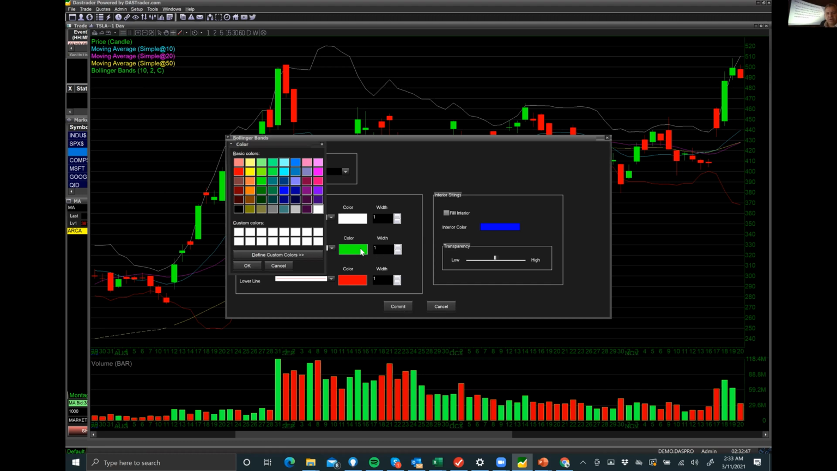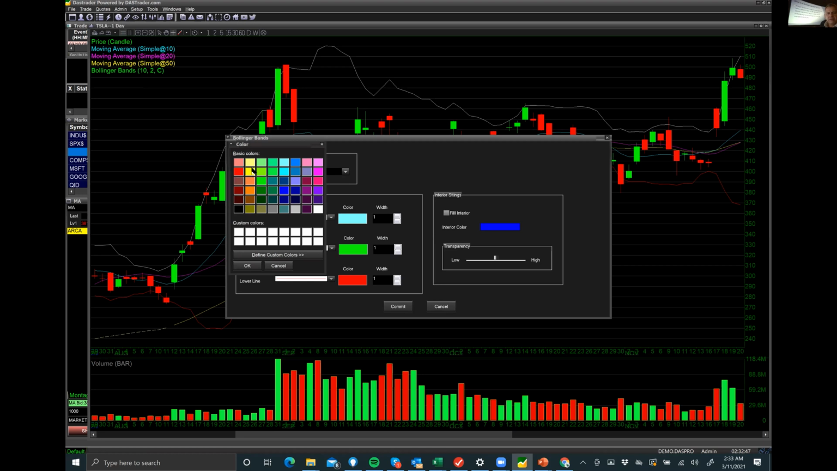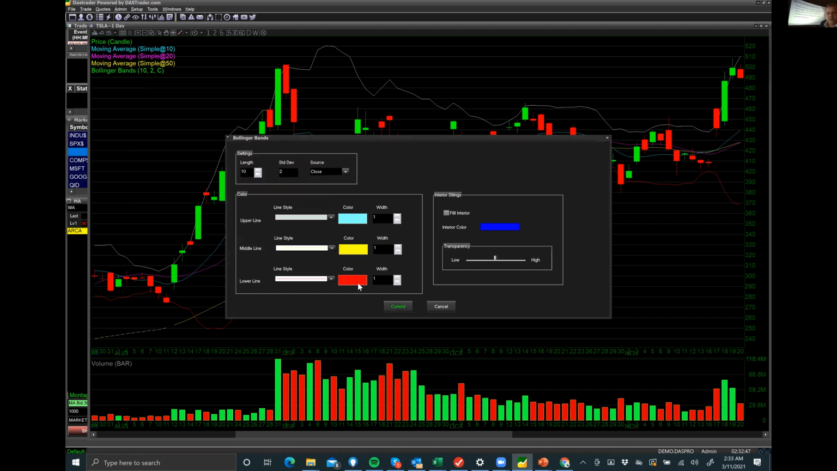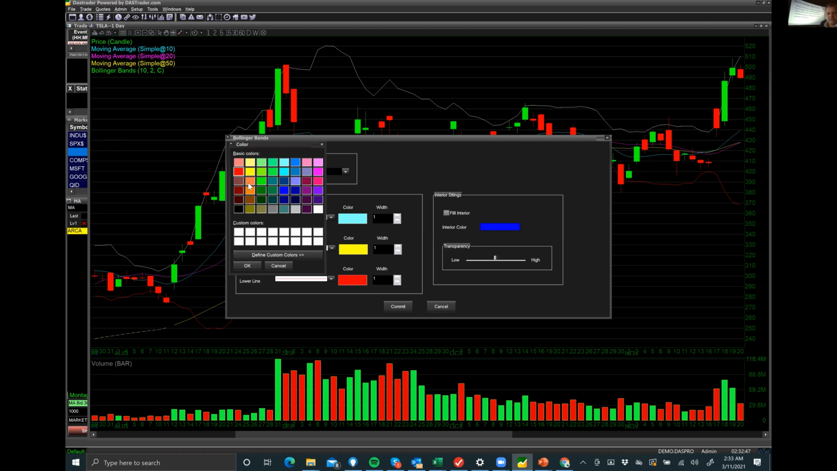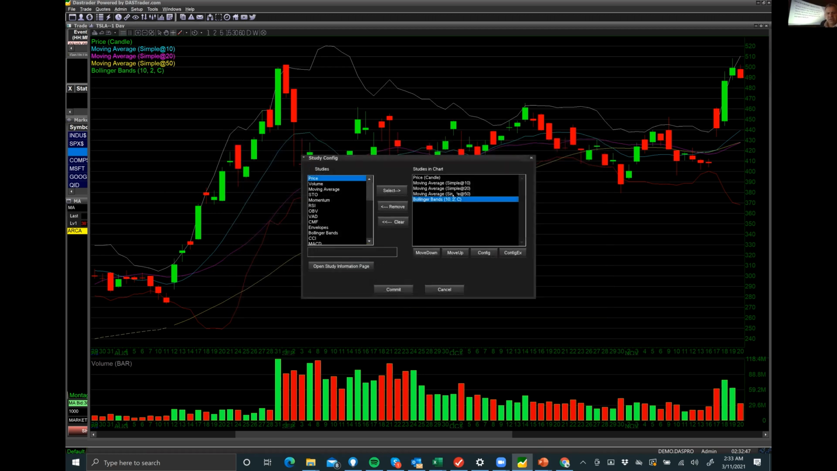And as for the middle line, hit OK. Middle line, I'm going to use orange, yellow rather. Okay, so I got blue. I'm going to probably use orange. You're going to see why in just a second. I'm also going to take my moving averages off.